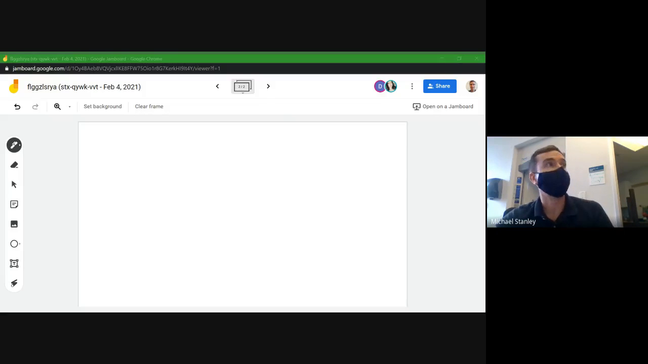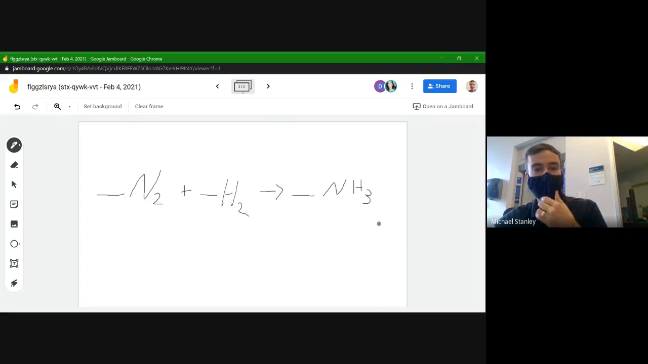N2 + H2 → NH3. Ooh, this is a good one. Okay. So we've got some nitrogen, N2. We've got some hydrogen, H2. And when those react together, they produce NH3. So our starting equation is N2 plus H2 produces NH3.